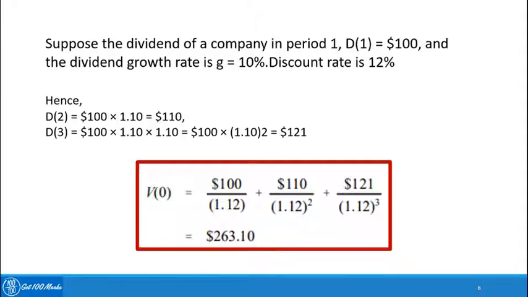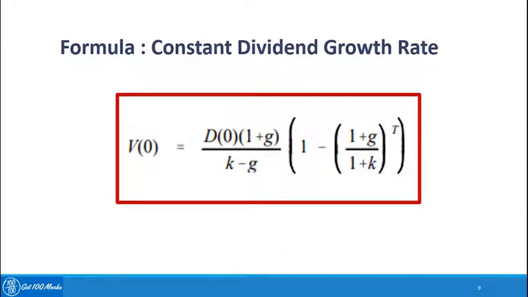We move on to the next model. The next model is the constant dividend growth rate. Before we go on to the next model, let's look at the formula which can be used for this process, the process which I just finished explaining to you.